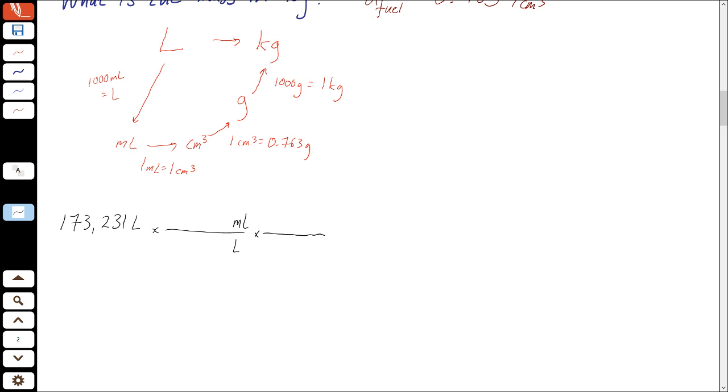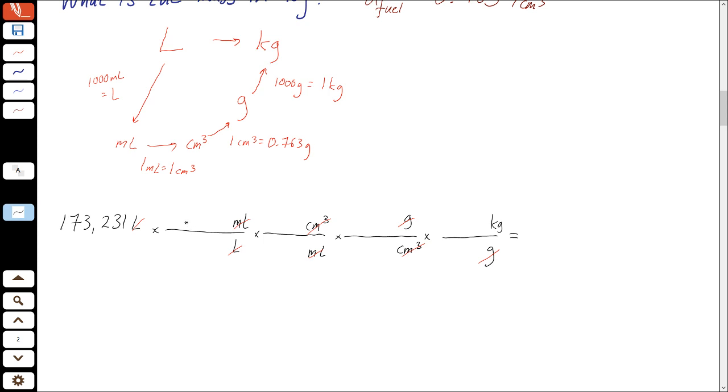Then I can go from milliliters to cubic centimeters, which I don't even really need to do because it's 1-to-1. Then cubic centimeters to grams. I'm just following my map up there, around the arrows around the bottom. And then finally, grams to kilograms. If I've done everything correctly, I've canceled liters, milliliters, cubic centimeters, and grams, and I'm left with kilograms, which is what the question asked for. So now all that's left is to fill in the numbers and do the calculation.